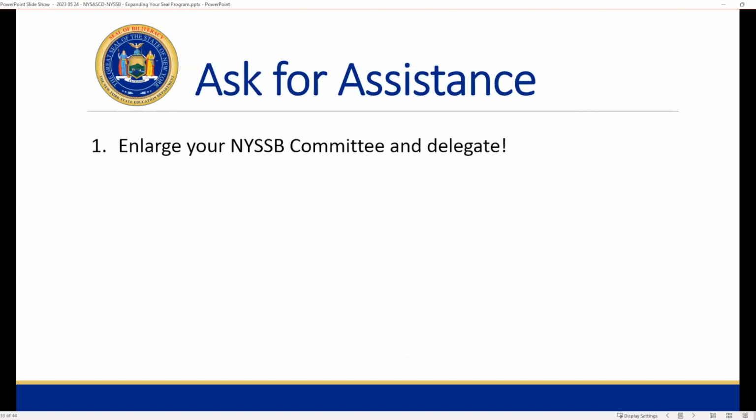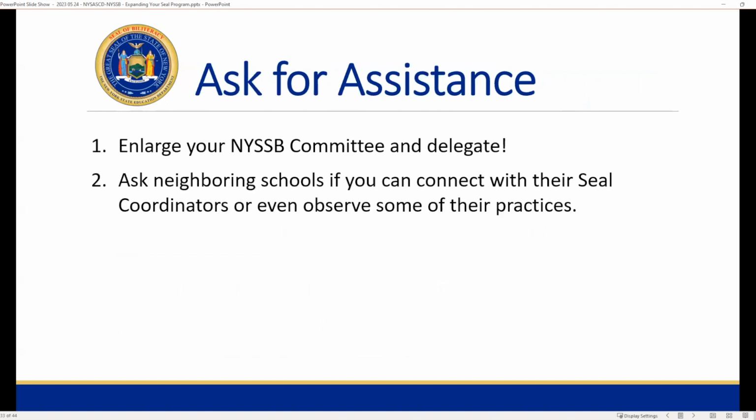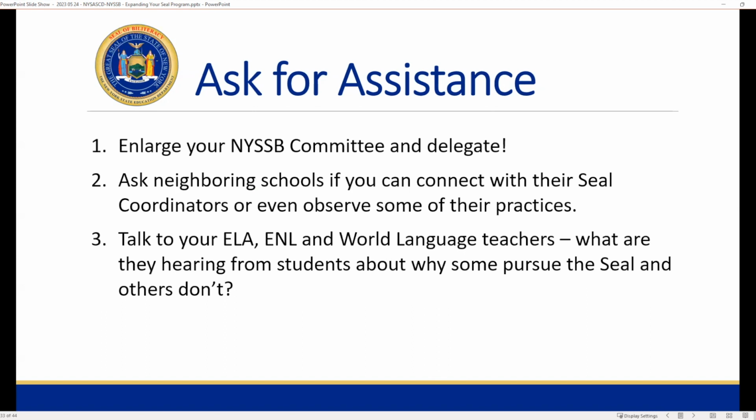Our final strategy is to ask for assistance. One of the biggest things that you can do is to enlarge your SEAL committee and then delegate the work so it doesn't all fall on you. You can ask neighboring school districts that offer the SEAL if you can connect with their SEAL coordinator. Talk to them about what they've encountered as challenges and how they've overcome them. Maybe even observe some of their culminating project presentations or other events.